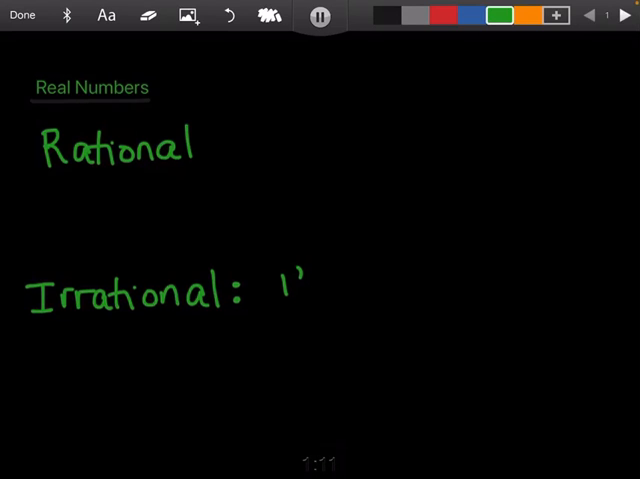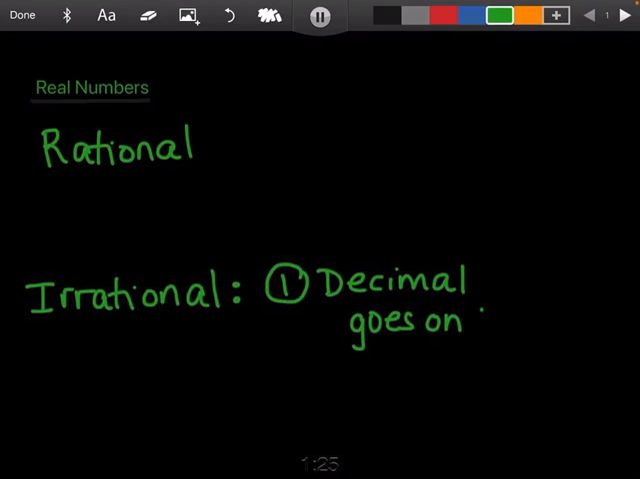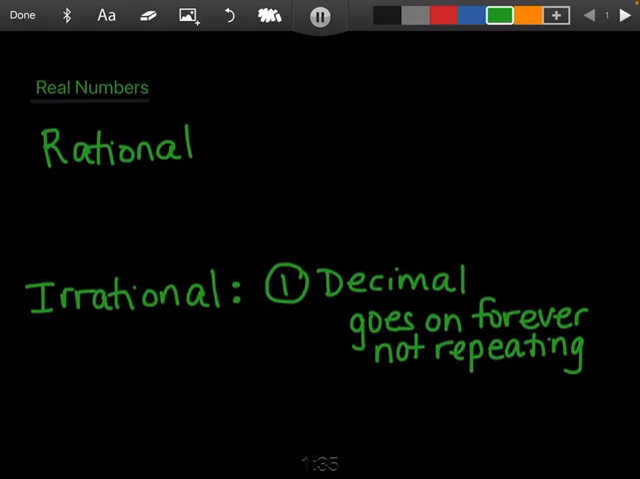If it's irrational and it's a decimal, then it will be a non-terminating decimal. That means it goes on forever. And it's not repeating. Okay. An example would be something like 1.278923334... It keeps going. It's not the same value being repeated over and over again. So this would be irrational.